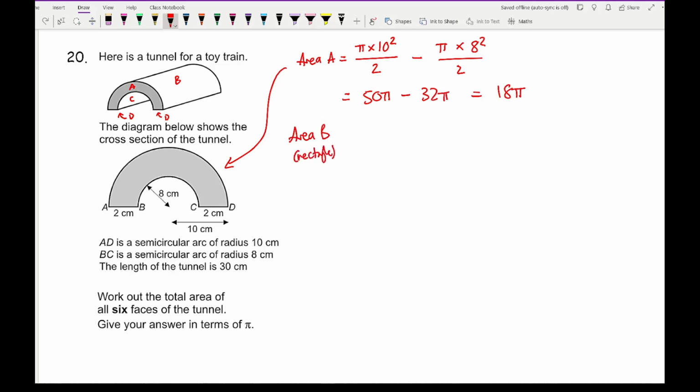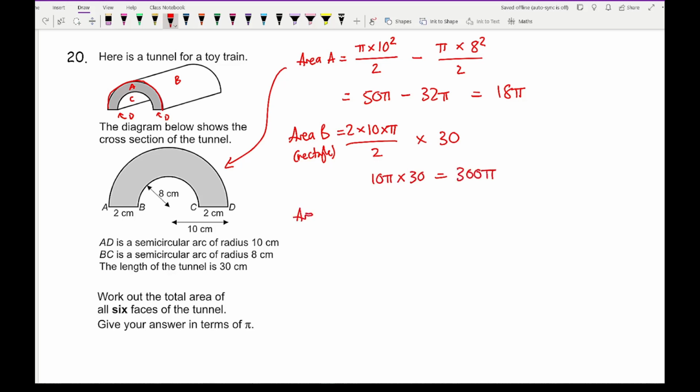And the area of B, which is a rectangle. Now, the length of that rectangle, the height or the width, whichever you're looking at, is going to be half the circumference of that top rim of A to D. So here what we've got is it's going to be 2 times the radius, which is 10, times pi, divided by 2, times the length, which we know is 30. So simplifying this, we get 2 times 10, which is 20, divided by 2 is 10. So that's going to be 10 pi times 30, which is 300 pi.